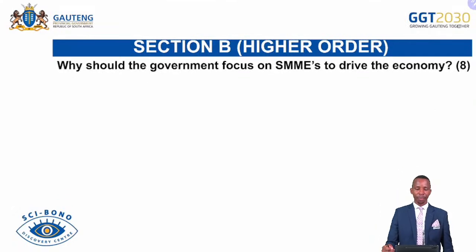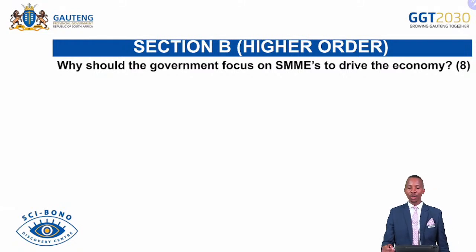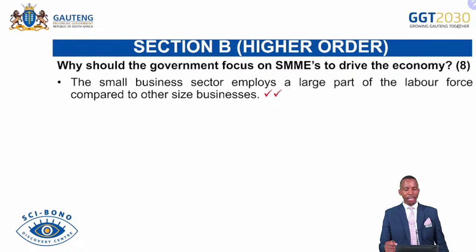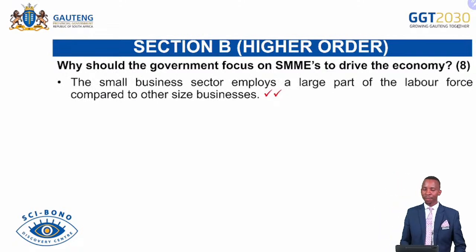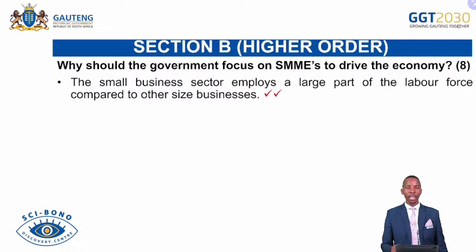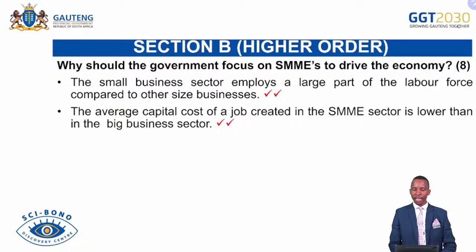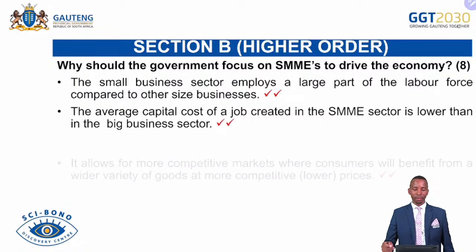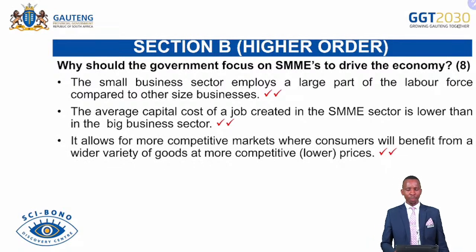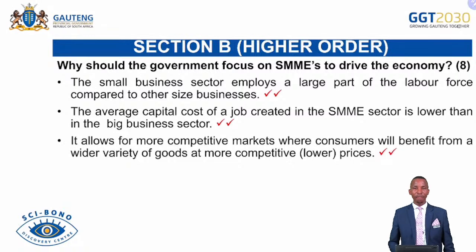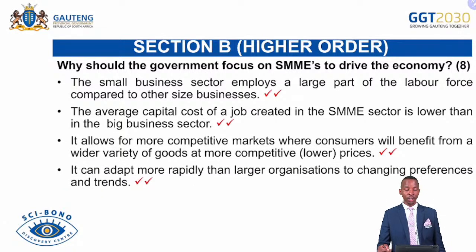Higher order question, section B. Why would the government focus on SMMEs to drive the economy? 8 marks. The small business sector employs a large part of the labor force compared to the other side of businesses. The average capital cost of job created in the SME sector is lower than in the big business sector. It allows for more competitive markets where consumers will benefit from wider variety of goods and services to choose from, and which can lead even to lower prices.